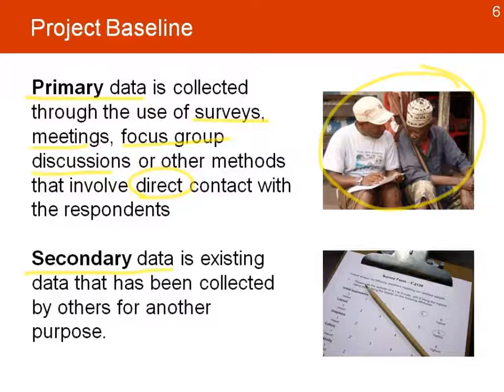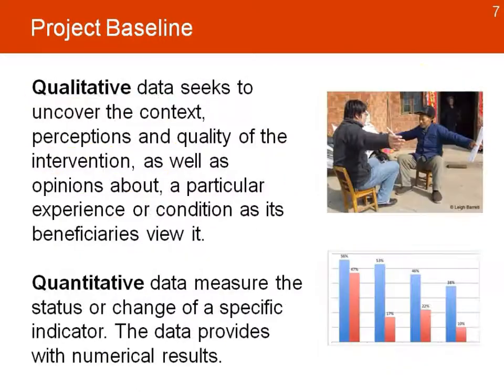Secondary data is existing data that has been collected by others for another purpose. The idea is that in many cases, when it's too difficult or too expensive to have primary data, we use secondary data. But it's only an alternative source of information as long as it meets the requirements of information of the project in terms of its reliability and credibility. Then secondary data is a good source of information.